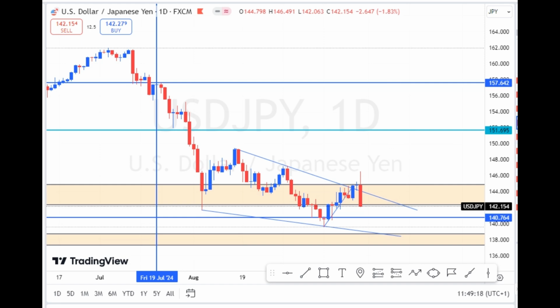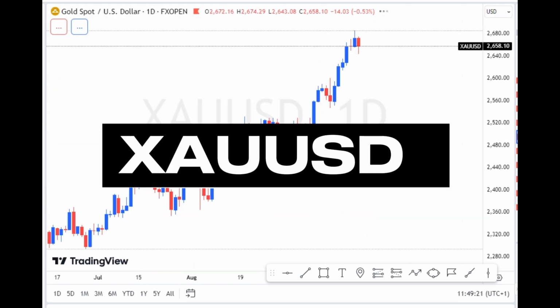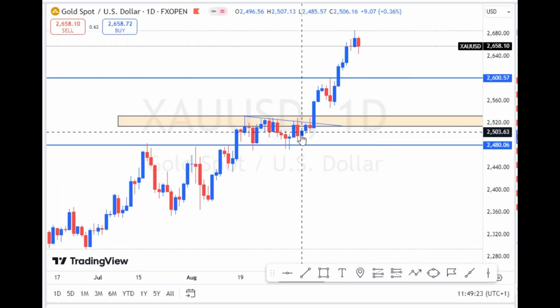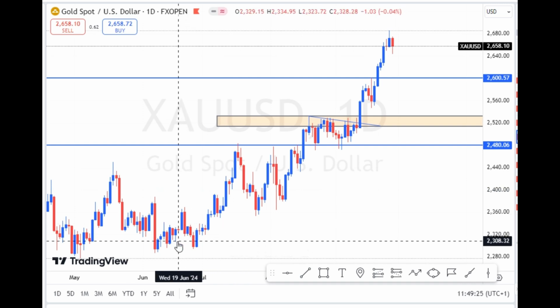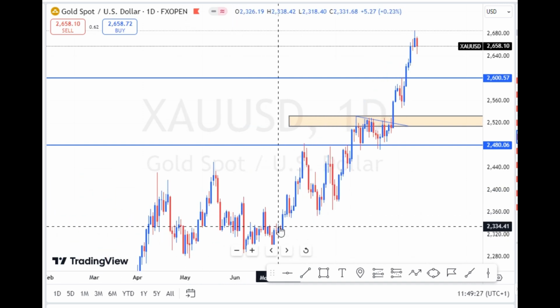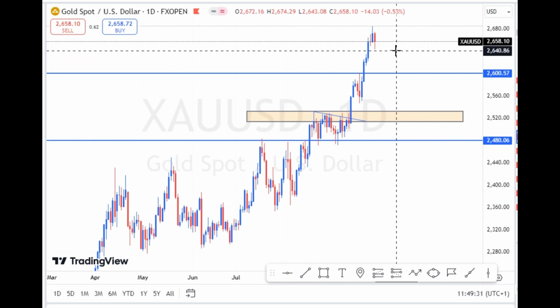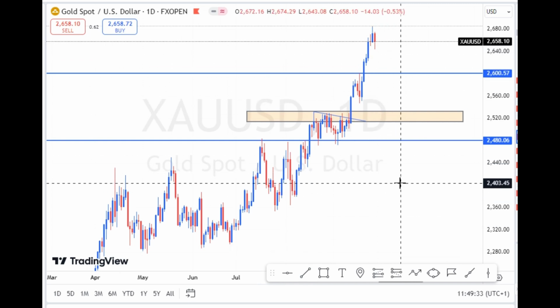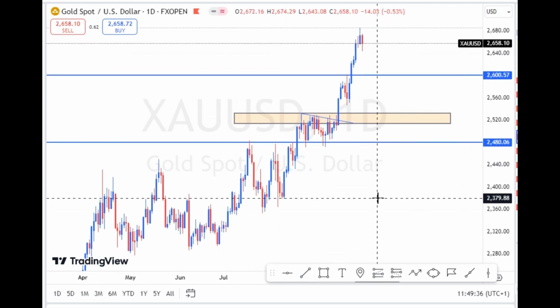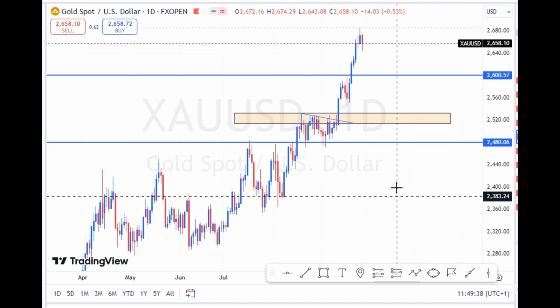The next pair I will be looking at now is gold USD. Gold is still currently in an uptrend. You can see that the structure of the market on the gold USD is still currently in an uptrend. So long as we have this uptrend structure on gold, we'll be looking for more buying opportunities for gold USD.